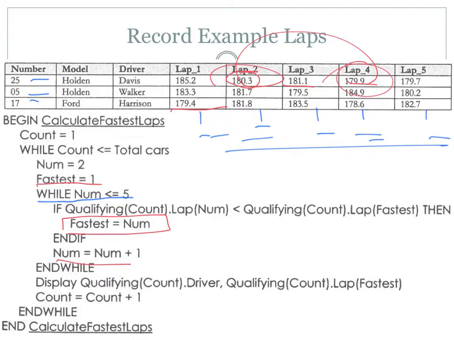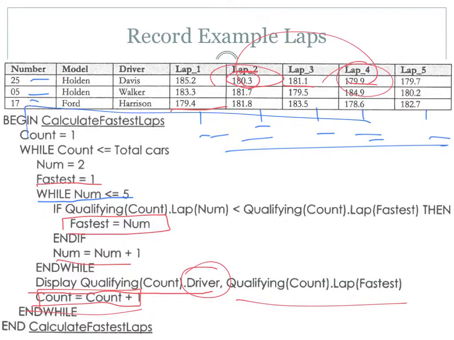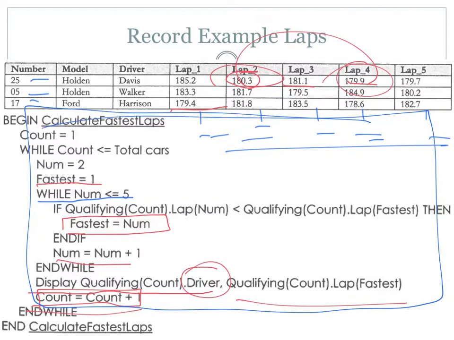Then it's going to eventually end, and finally display the qualifying driver for whichever count I'm on. So in the first iteration, for driver 1, it's going to display his name and his fastest lap. Then count equals count plus 1, and it's going to do that for all the different drivers. So eventually this pseudocode is going to display all of the drivers and their fastest lap. Sorry, I think I might have said that wrong at the start. This pseudocode displays all of the drivers and their fastest lap.